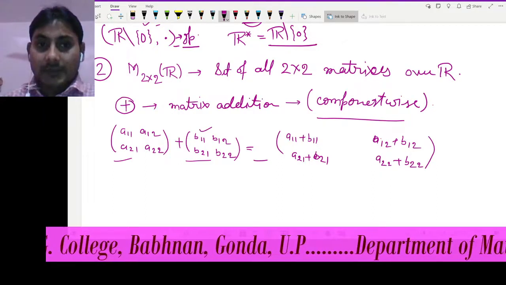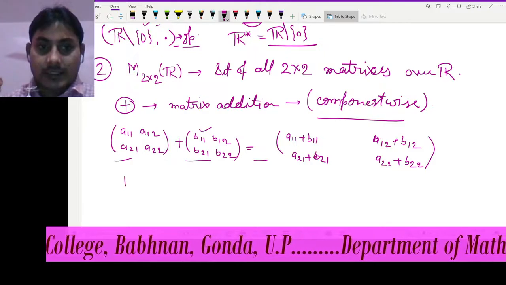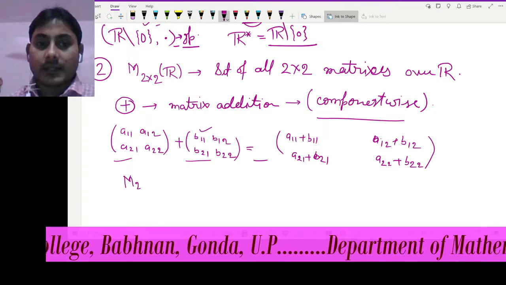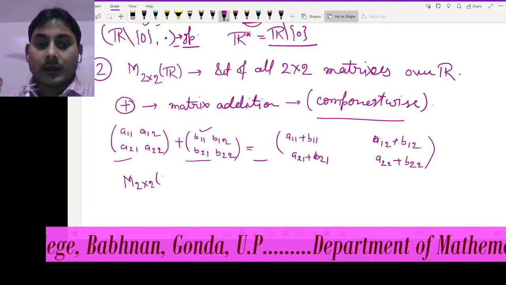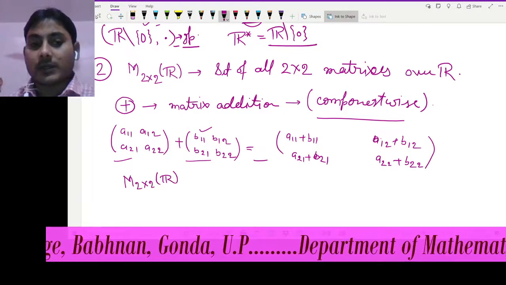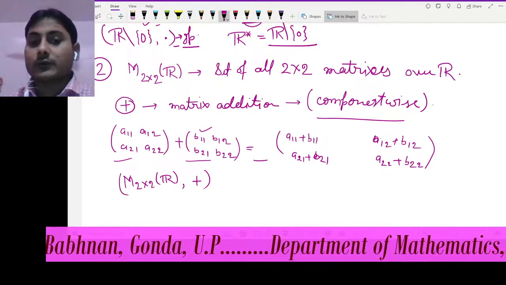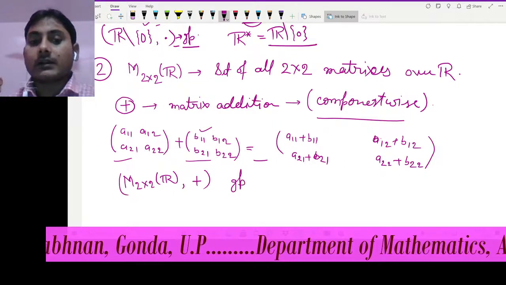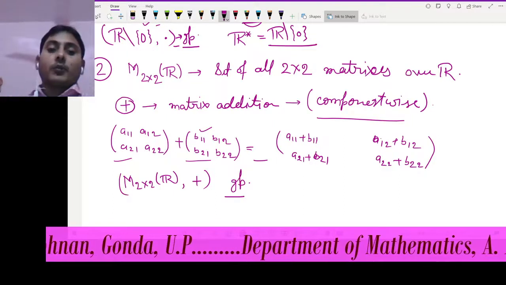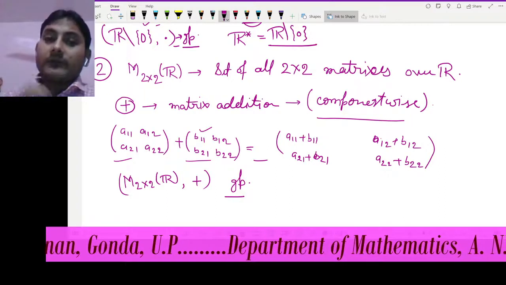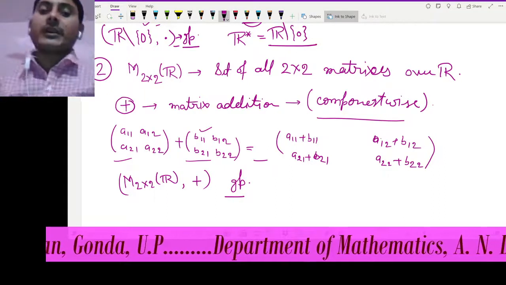And I'm claiming that this collection of all 2 by 2 matrices over R is a group with respect to this matrix addition. It is a group. So you can verify it. How can you verify?